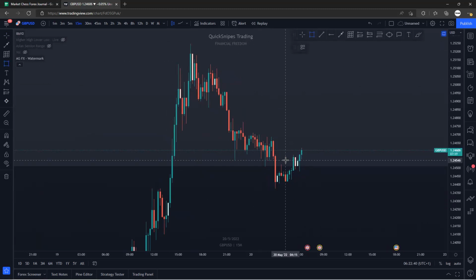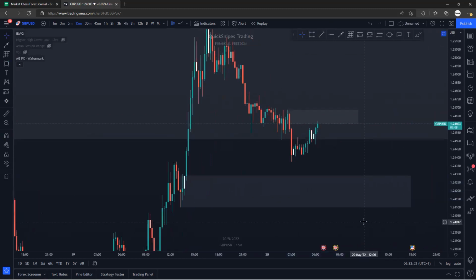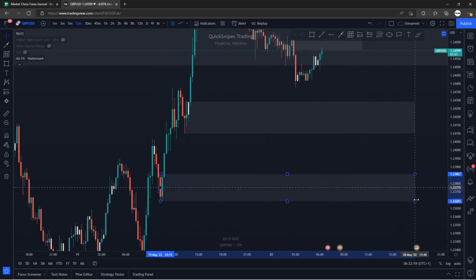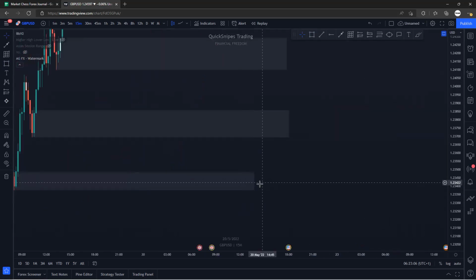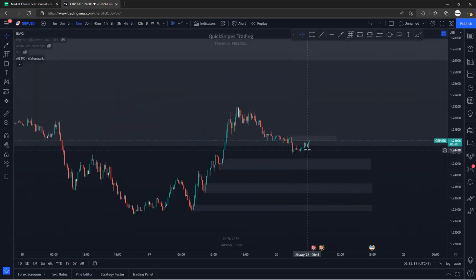Generally, we have supply here. I want to see that fail. I want to see us come back down, potentially looking at us testing this area, or testing this area. Finally, we may not come down all the way here, but could test this area. But I need to see supply fail first. So maybe that breaks through, who knows?